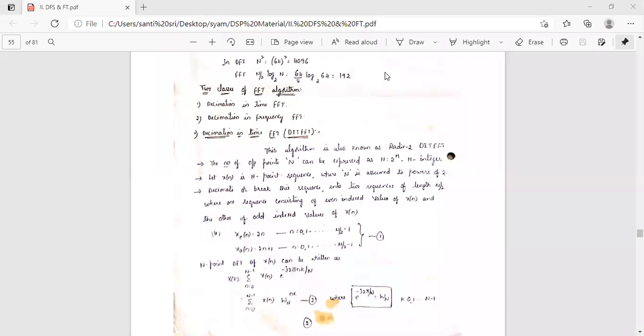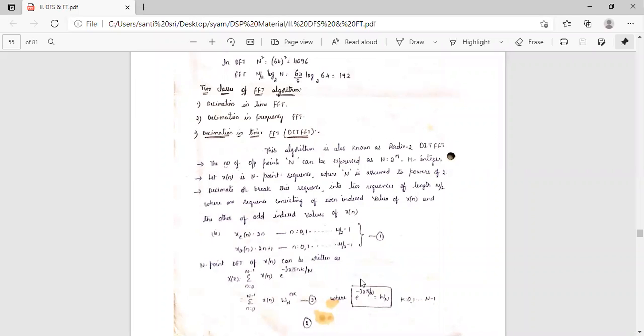Okay, so here it will be divided into even indexed values of x of n and odd indexed values of x of n. That is, if it is even, then xe of n equal to x of 2n. If it is odd, then xo of n equal to x of 2n plus 1, for n equal to 0 to N by 2 minus 1. So similarly, for odd indexed values also, xo of n equal to x of 2n plus 1, where n is 0 to N by 2 minus 1.